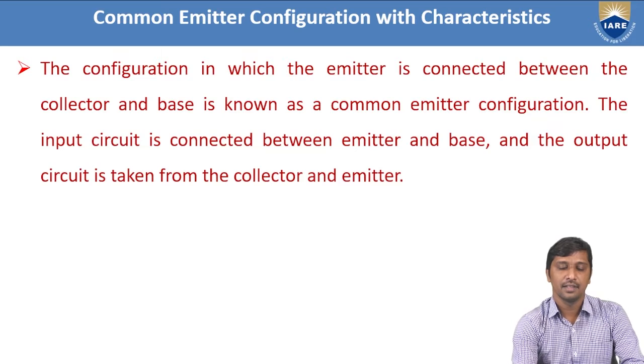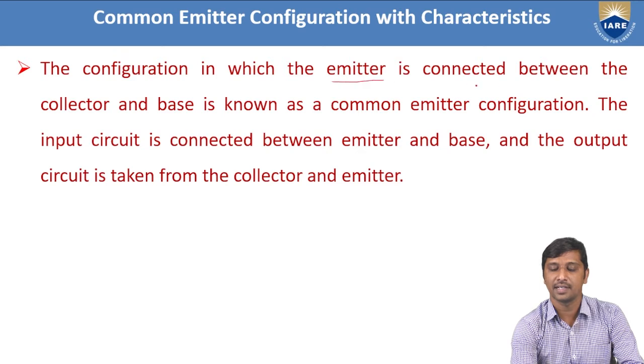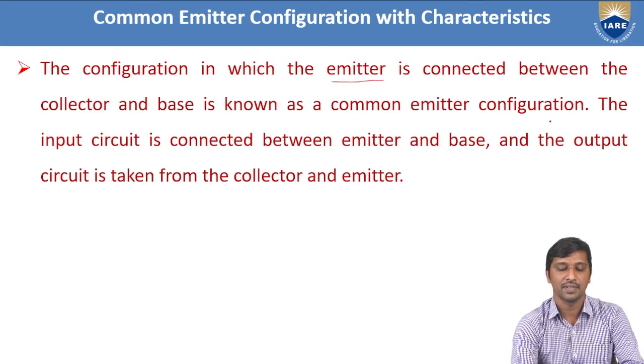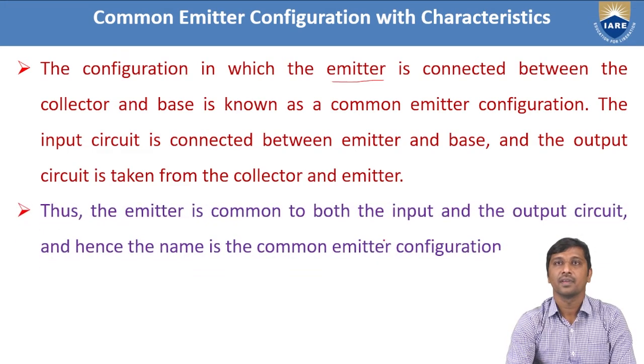Now we are going to configure this common emitter configuration. The emitter is connected between the collector and the base, known as common emitter configuration. The input is connected between emitter and base, and the output side is taken from the collector and emitter. From this representation we know that the emitter is common for both the input side as well as the output side. From that we can say that this configuration is called common emitter configuration.